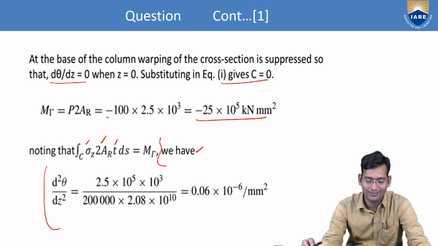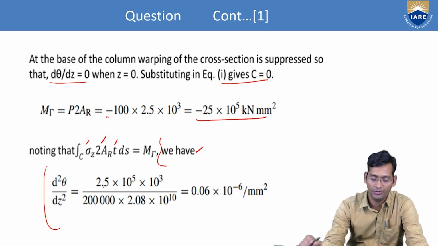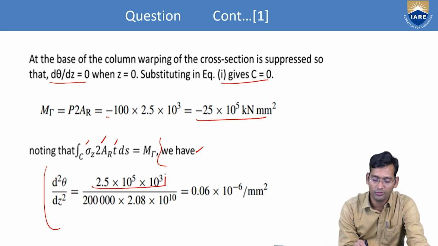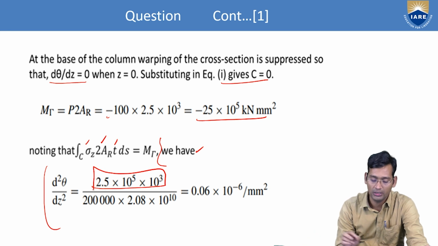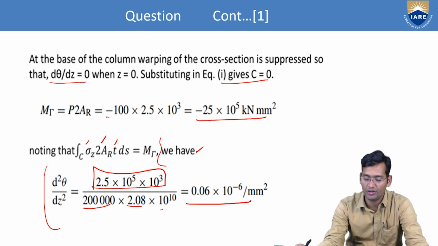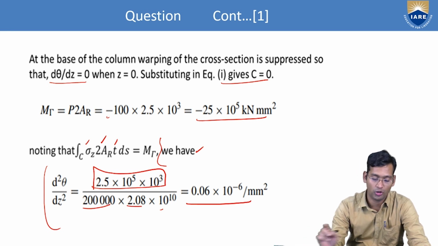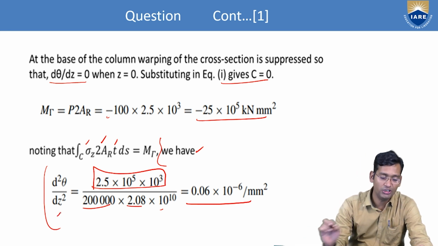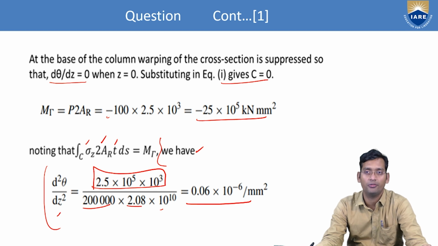So d²θ/dz² is 2.5 into 10 to the power 5 into 10 to the power 3 divided by 2 lakh, that is E, into 2.08 into 10 to the power 10. After that, what will you get? That is 0.06 into 10 to the power minus 6 per mm square. So now we have the d²θ/dz² value.